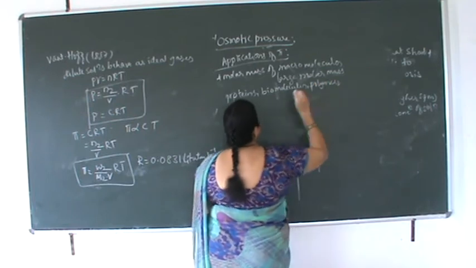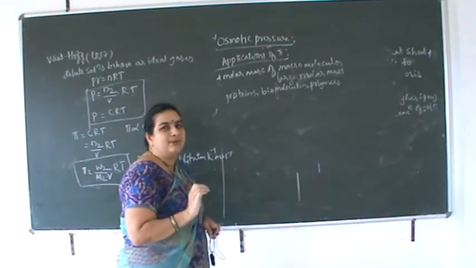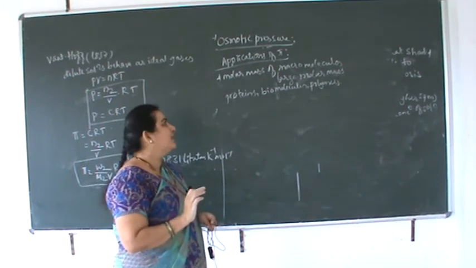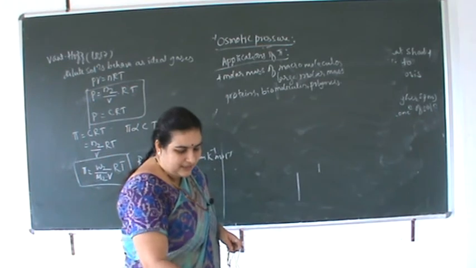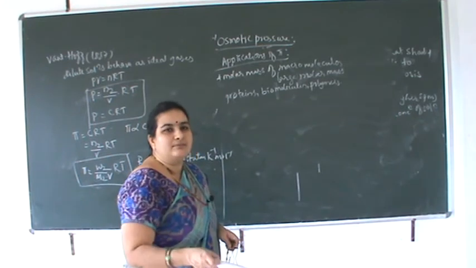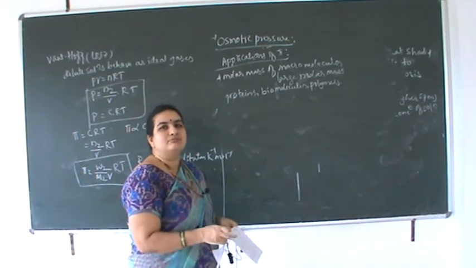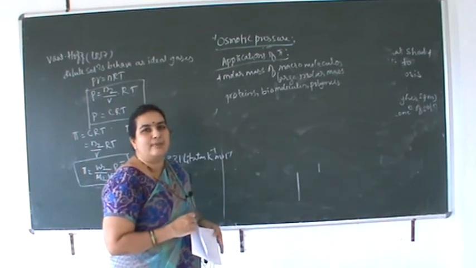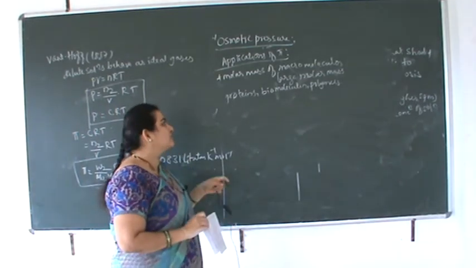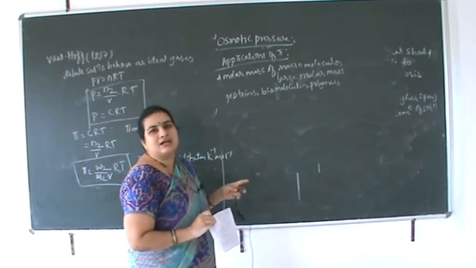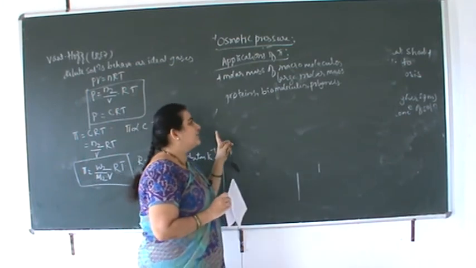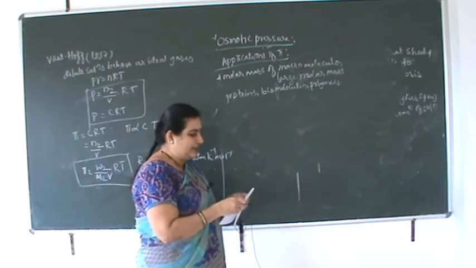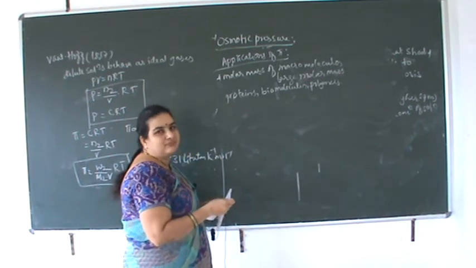Osmotic pressure is a method specially applied, usually meant for molar mass calculation of macromolecules. Macromolecules are the molecules having large molar mass. In that, proteins, biomolecules and polymers will be included.